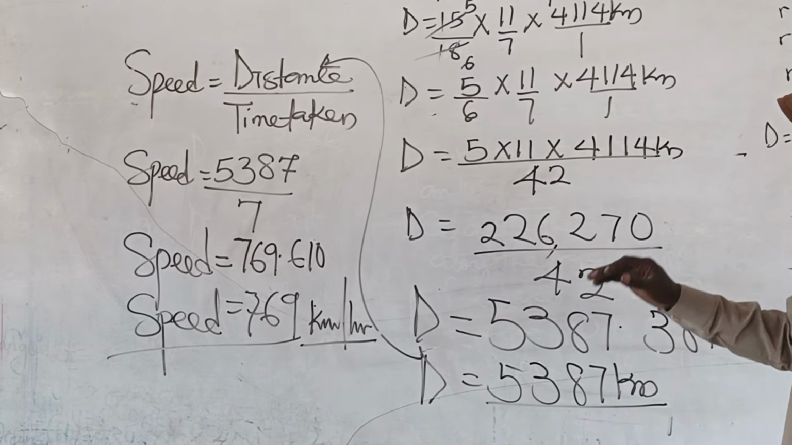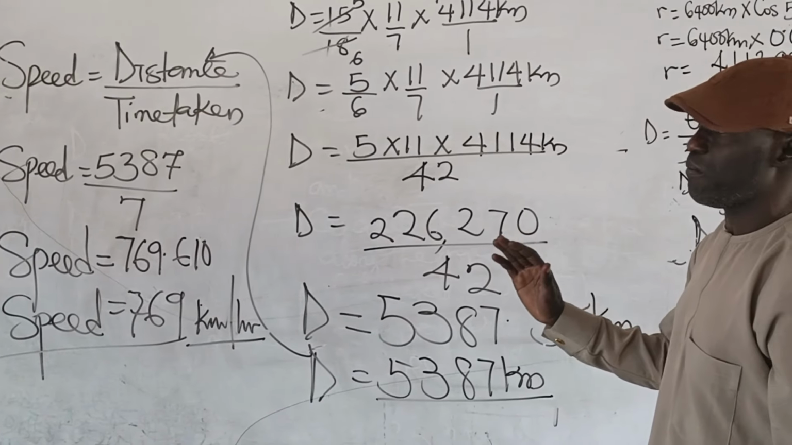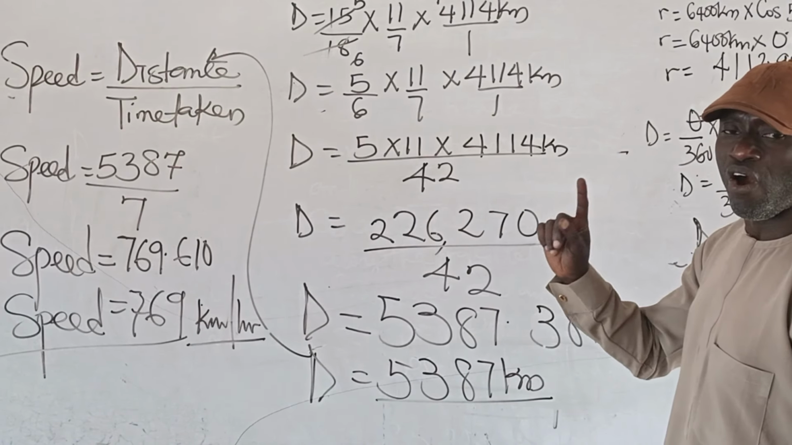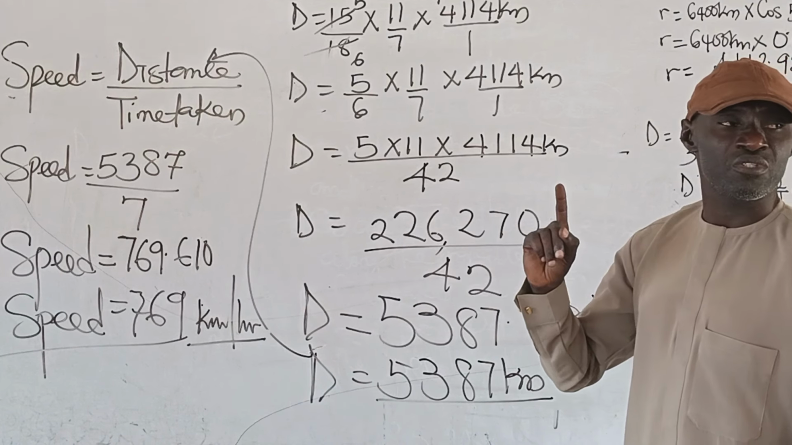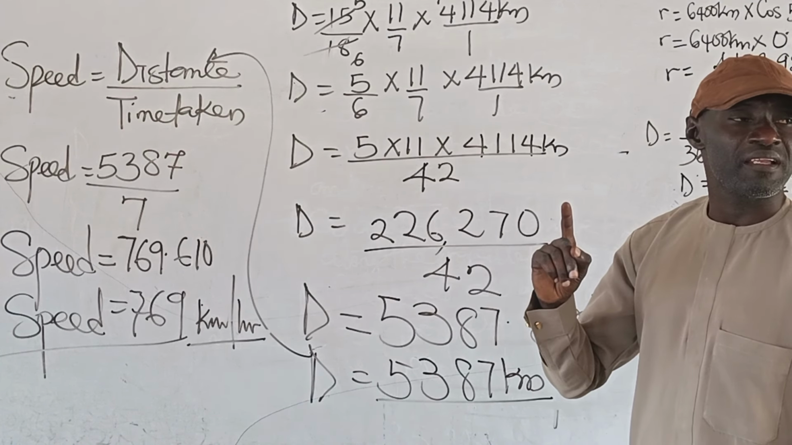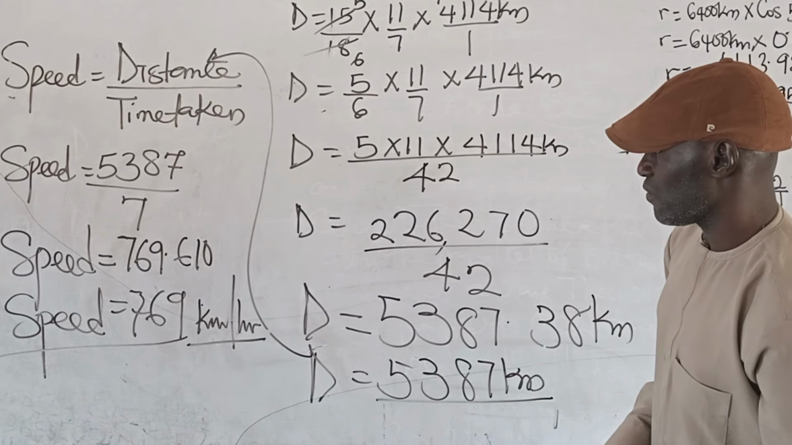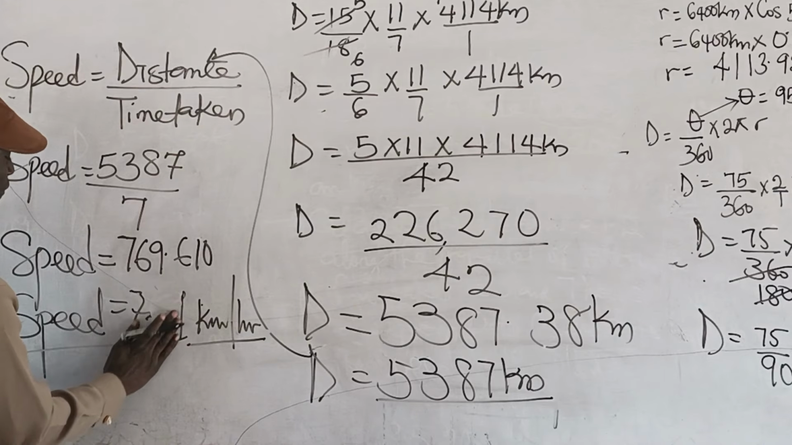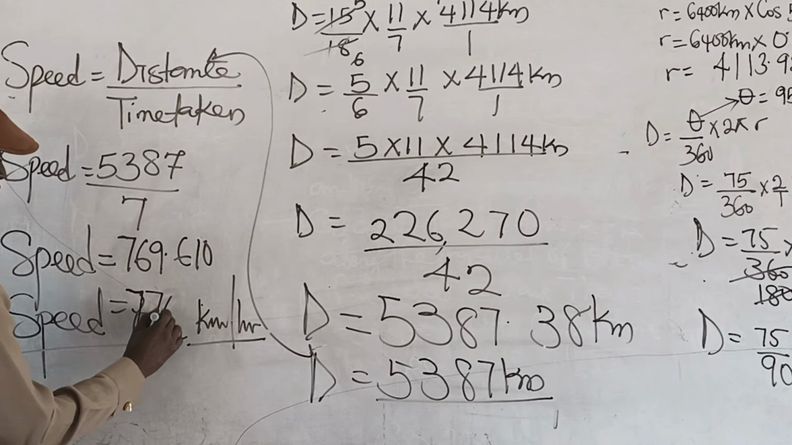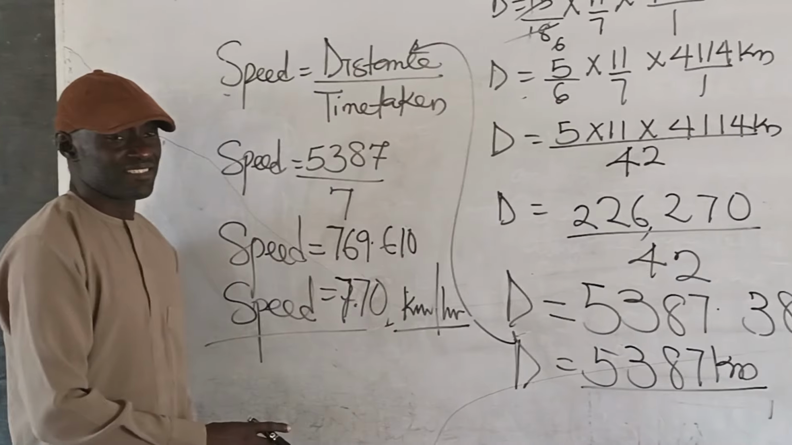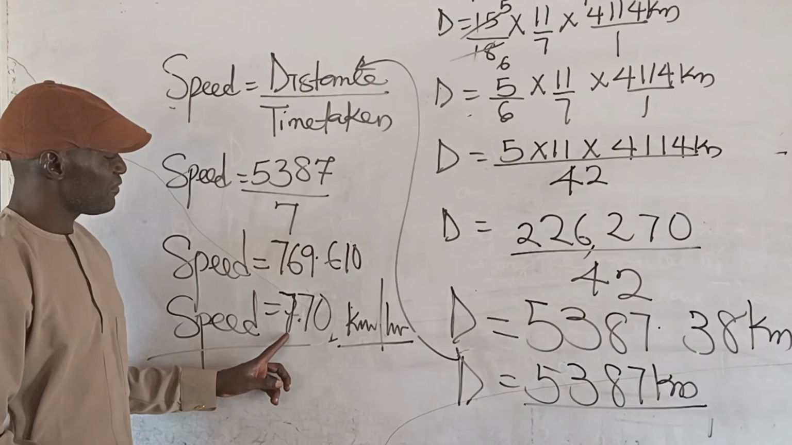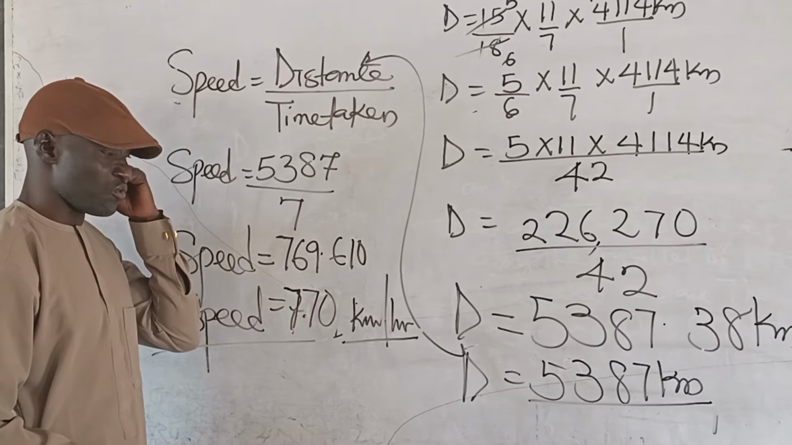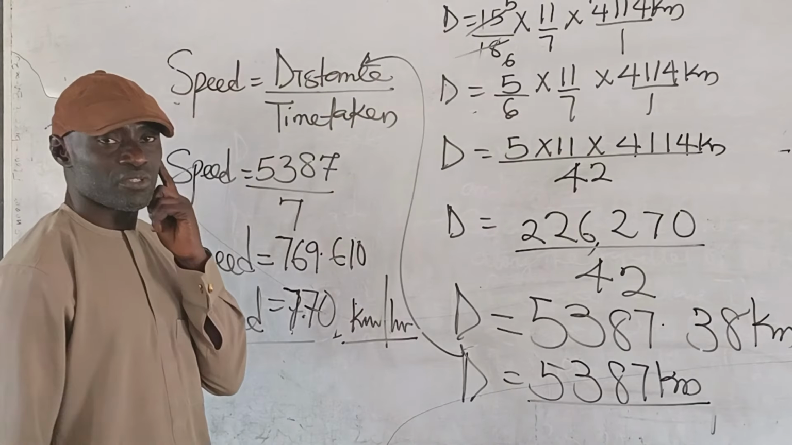Out of all the five formulas I gave for this topic, we have applied about 4 formulas. Making that a whole number, we are going to have 770 kilometers per hour. Round it up, because this is the nearest number. By the time we add 1 to this, it will give us 770.